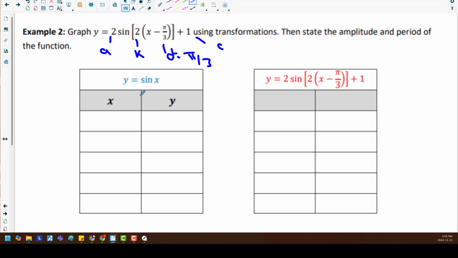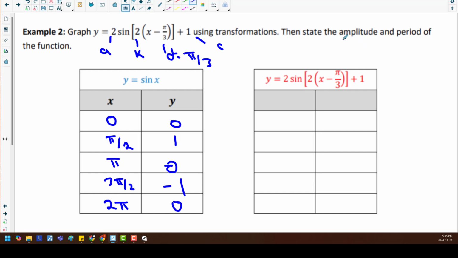We are going to use the same techniques that we've learned in our previous years, which is mapping notation. So first we have our parent function, and we're just going to write our key points for our parent function. If you remember, the key points are 0, 90 degrees, 180, 270, 360. But since this is grade 12, we're not using degrees anymore. We are using radians. So 90 is actually pi over 2, 180 is pi, 270 is 3 pi over 2, and 360 is 2 pi. Y values don't really change. Sine of 0 is 0, 1, 0, negative 1, and 0.